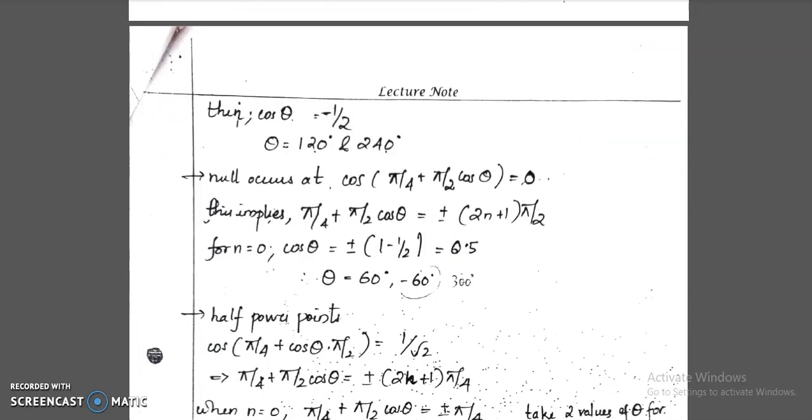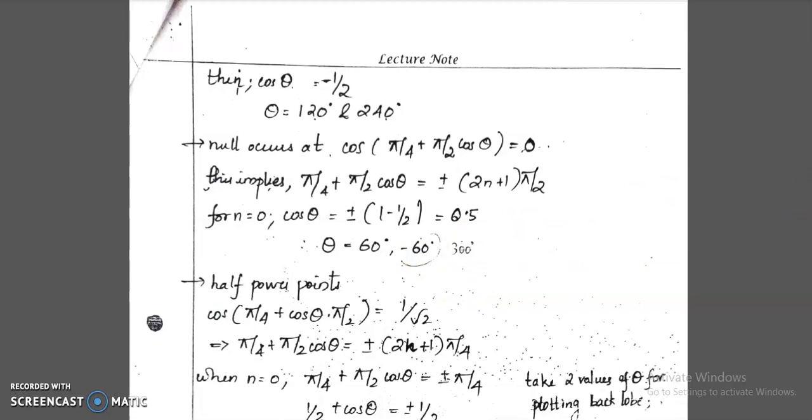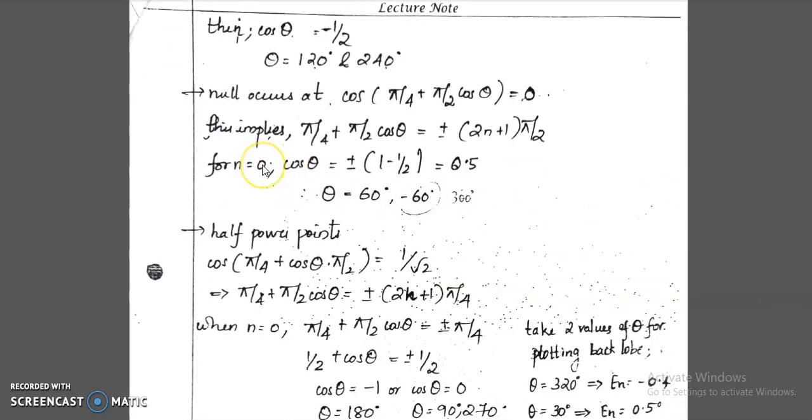Next, we want to find the null point. The nulls occur at 0. So we want to equate cos of (pi by 4 plus pi by 2 cos theta) to 0. And we know that cosine has 0 value at odd multiples of pi by 2. Then rearrange the equation. You will get theta is equal to 60 and 300. Here minus 60 means it is at 300. Then here also we consider n is equal to 0. You can check other values, but for other values of n you will not get any realizable quantity for cos theta.